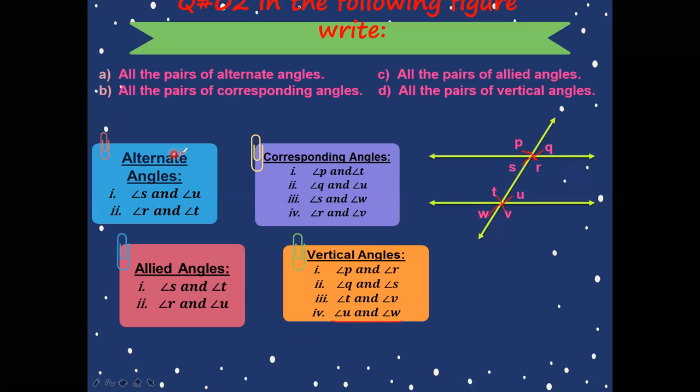So as you can see from here, there are two pairs of alternate angles and also two pairs of allied angles. Similarly, you have four pairs of corresponding angles and four pairs of vertical angles as well. If I ask you during the class how many pairs of alternate angles, corresponding angles, allied angles or vertical angles can be formed in a Playfair axiom, you should be able to give the answer. Okay, now this is the end of the lecture.